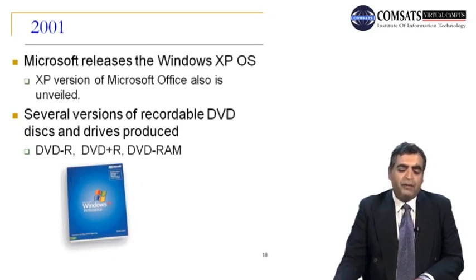So in 2001, Microsoft releases the Windows XP operating system, and the XP version of Microsoft Office is also unveiled. And in the same year, several versions of recordable DVD discs and drives were produced, such as DVD-R, DVD+R, DVD-ROM, DVD-RAM. And this makes the technology very helpful in recording audio, video, and sound. Most of the digital cameras and the digital video cameras started using the DVD technology.